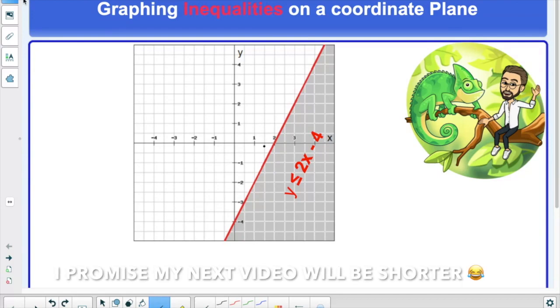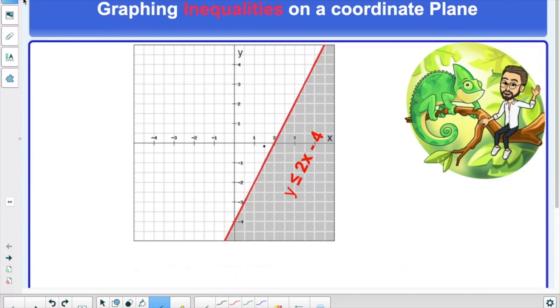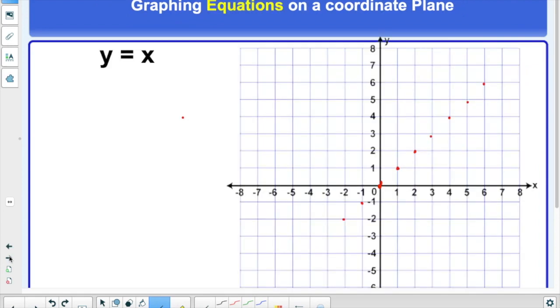Hi everyone. Today we're going to learn how to graph inequalities on a coordinate plane, but before we do that, I just want to review graphing an equation. So just a simple equation, y equals x. If we look here, it would start at (0, 0), go up 1 over 1, up 1 over 1, or down 1 over 1 to the left, and it would create this line right here.